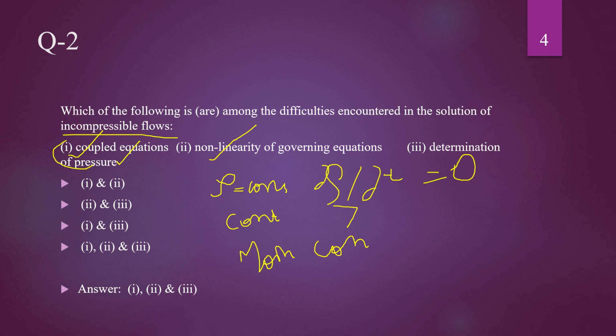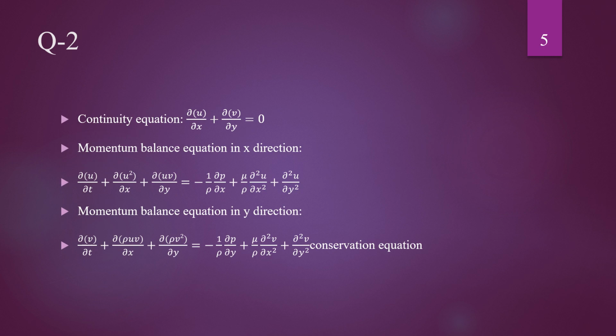So all three statements are complexities encountered in the solution of incompressible flows. So 1, 2 and 3 are problems that we deal with in the solution of incompressible flows. We'll see this more clearly in the next slide. For example, the continuity equation is given by ∂u/∂x + ∂v/∂y = 0. This is for incompressible flow.